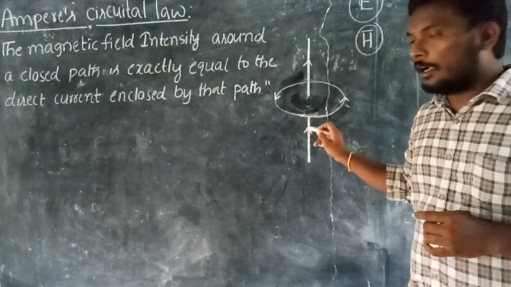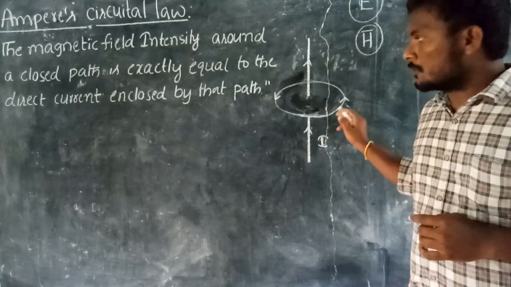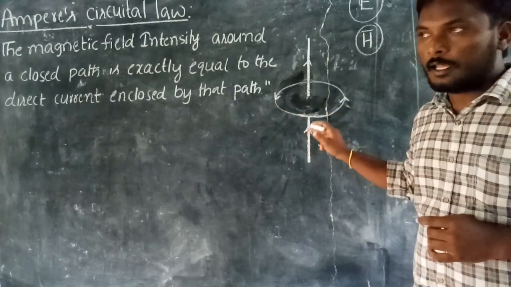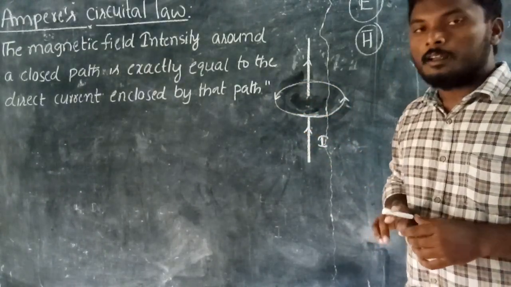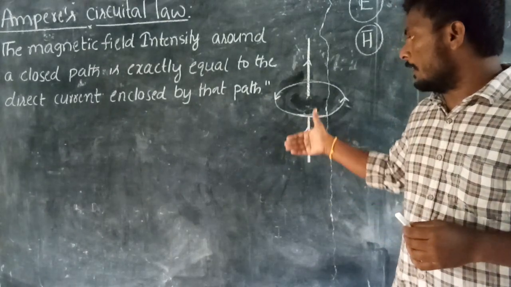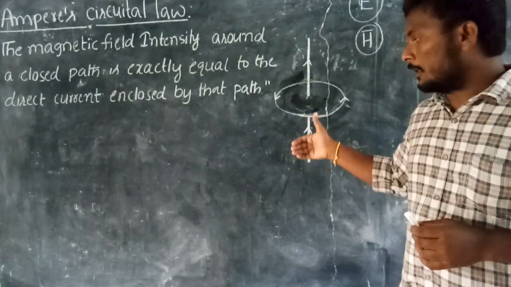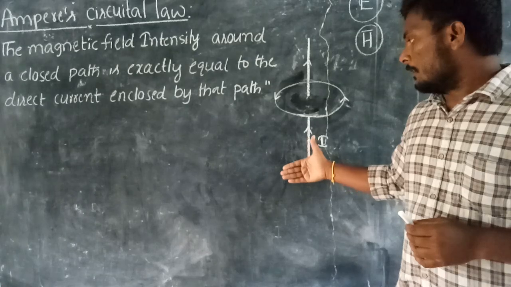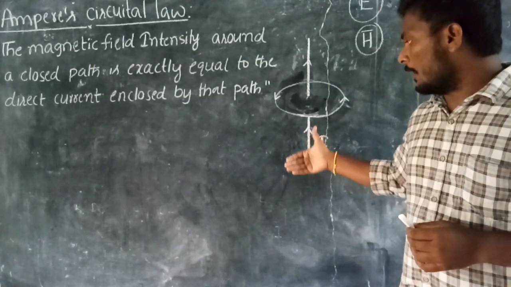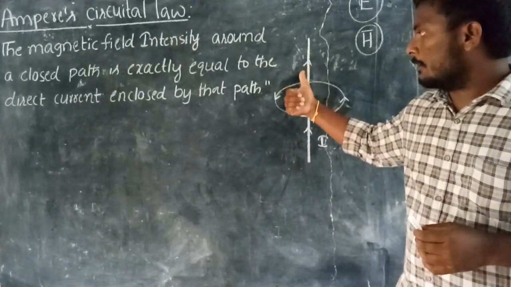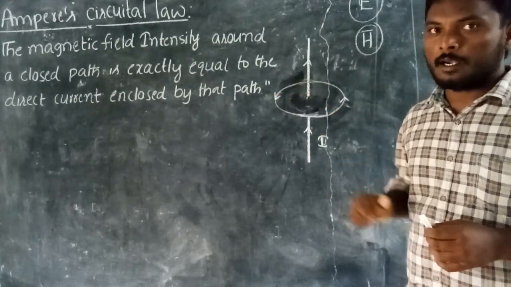A magnetic field is produced around this conductor, and the direction of this magnetic field is determined by using the right hand thumb rule. According to the right hand thumb rule, whenever I place the thumb in the direction of current, your curved fingers indicate the direction of the magnetic field.